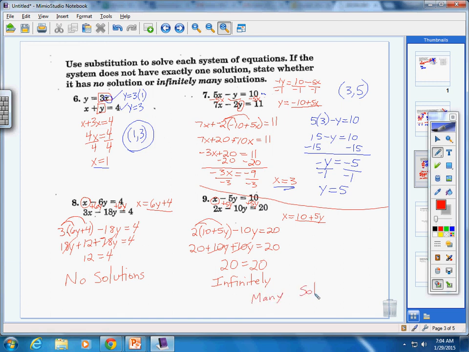This is equivalent to if you had graphed these two equations, they would have been the exact same line. They would have fallen on top of each other. And if you had graphed number 8, these lines would have been parallel. And our first two, if you had graphed them, the lines would have intersected. They would have crossed. Okay?